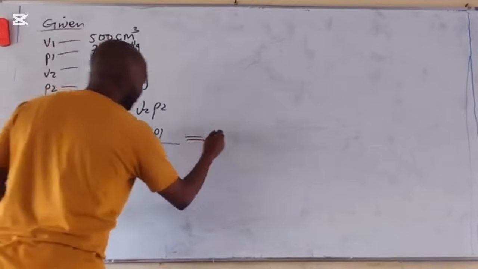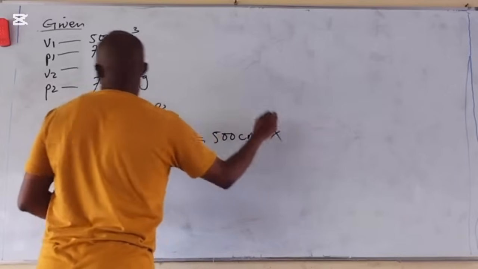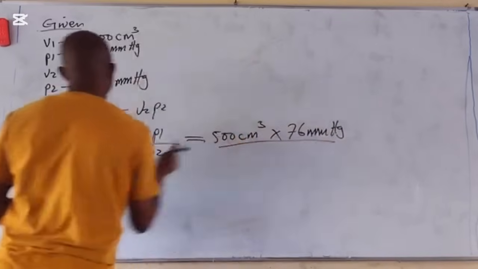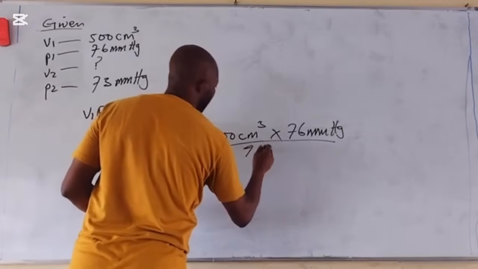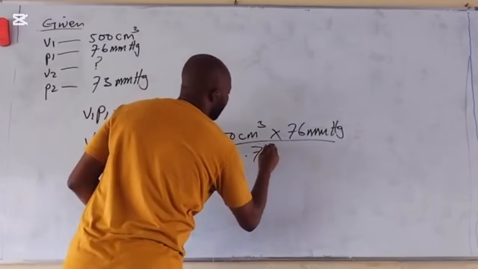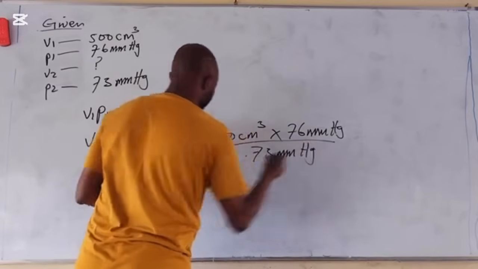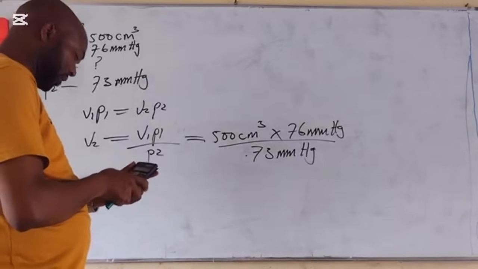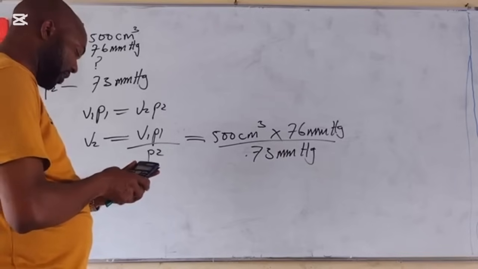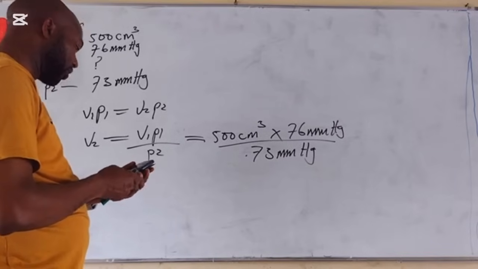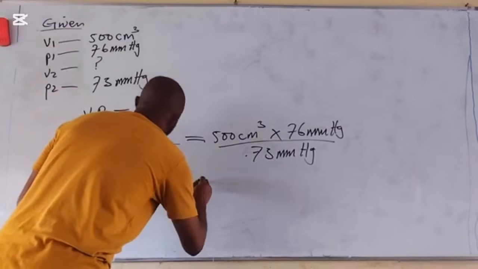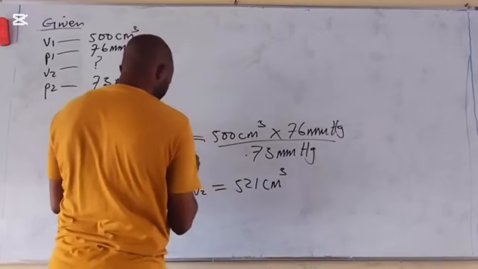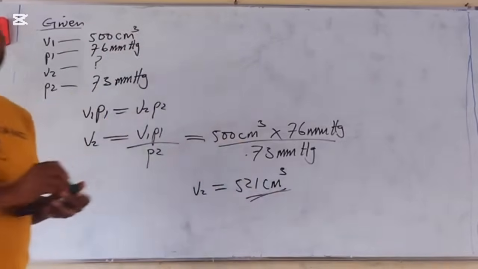V1 is 500 cm cube times P1 is 76 millimeter of mercury, over P2, which is 73 millimeter of mercury. So I have 500 times 76 divided by 73, which is 521. V2 is equal to 521 cm cubed. Yes, it's in cm cubed. So this is our final volume.